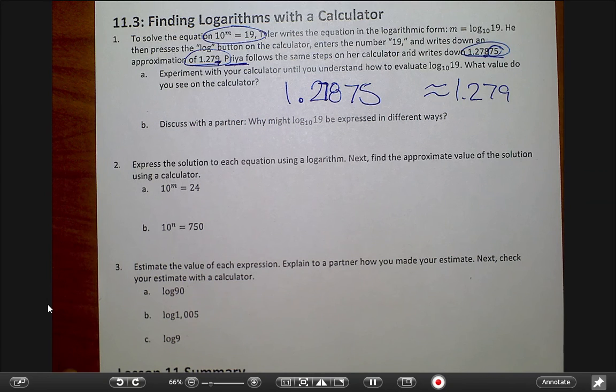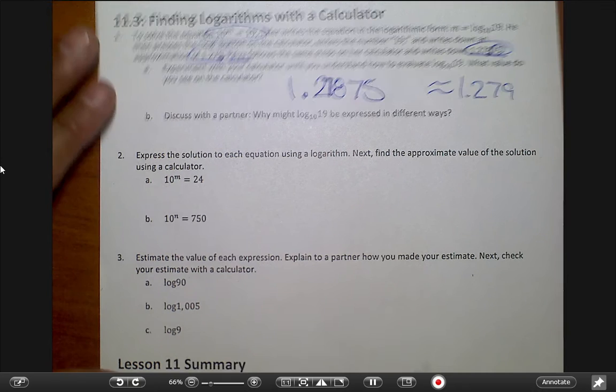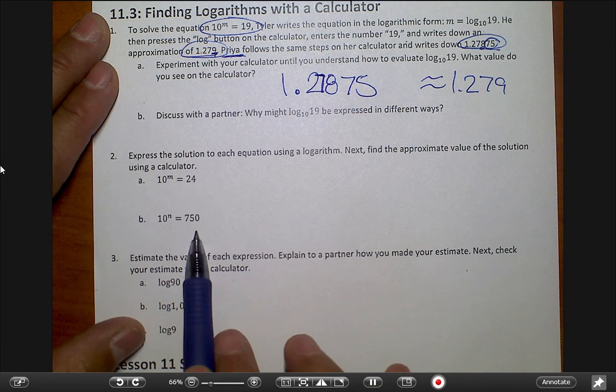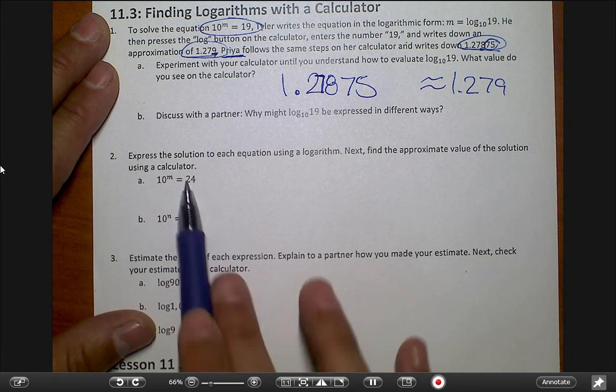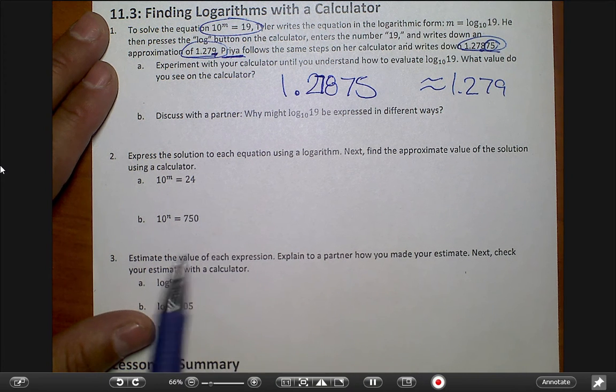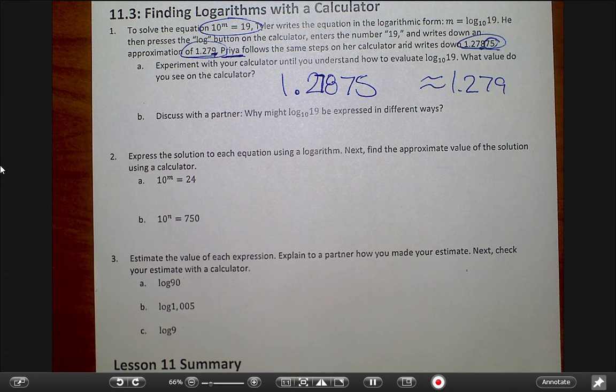All right, so for you people right now, I would like for you people to do A and B right here. So you're going to turn it into a log first and then solve for it. Turn it into a log and then solve for it.